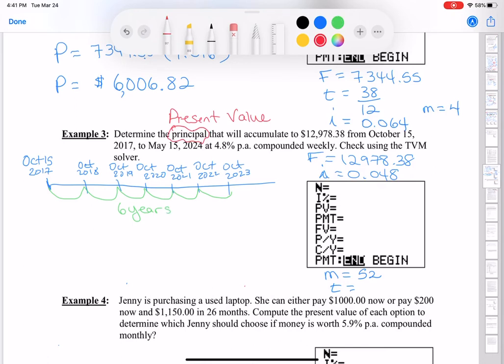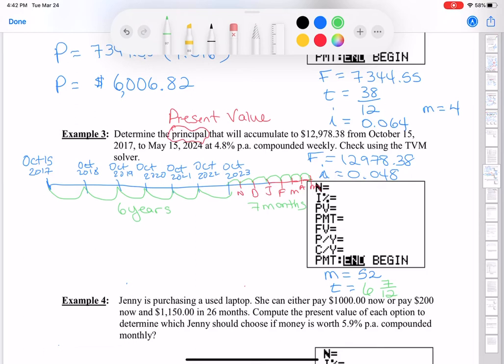And now we're going to count up to our May 15th destination. So October, then we have November, December, January, February, March, April, and May. And again, we're going to count those spaces to figure out how many months. We have 1, 2, 3, 4, 5, 6, 7 months. So our T is going to be 6 years and 7 months.